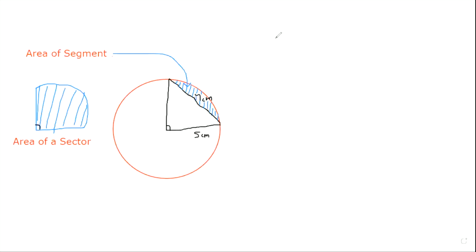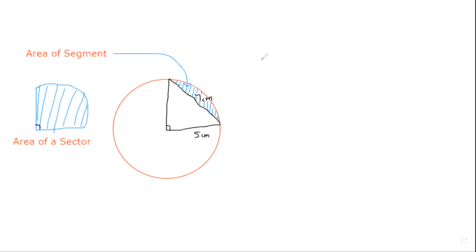Okay, so that's the idea. So we're going to subtract the triangle from this shape. And when we subtract out the triangle, like if I was to find the whole area and then subtract the triangle, then I'll be left with this small portion of the sector, which is called the area of the segment.